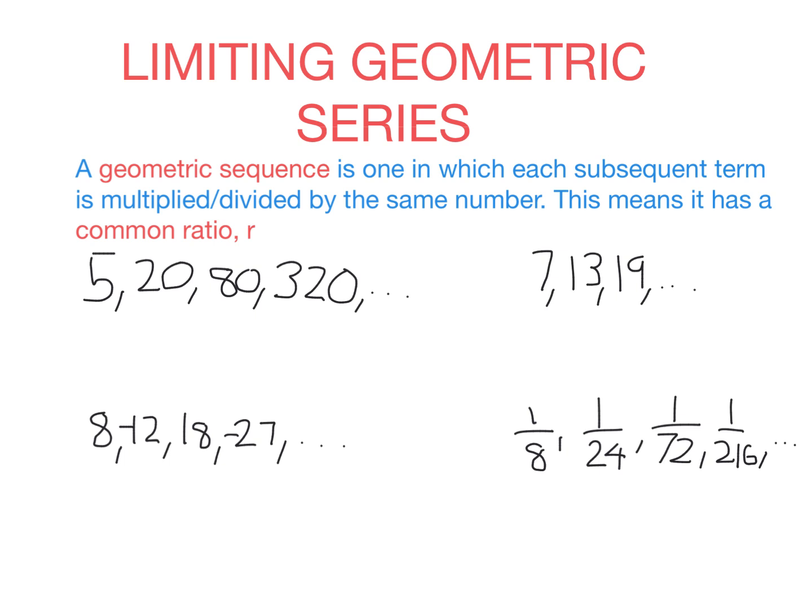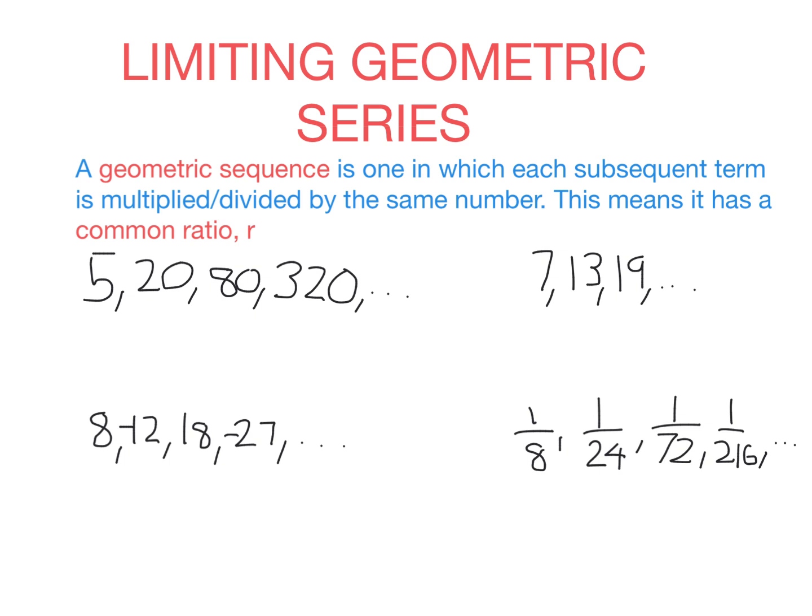In this video we will look at calculating the sum of a limiting geometric series. But before we get to that, we need to understand what we actually mean by geometric. A geometric sequence is one in which each subsequent term is multiplied or divided by the same number, meaning it has a common ratio.